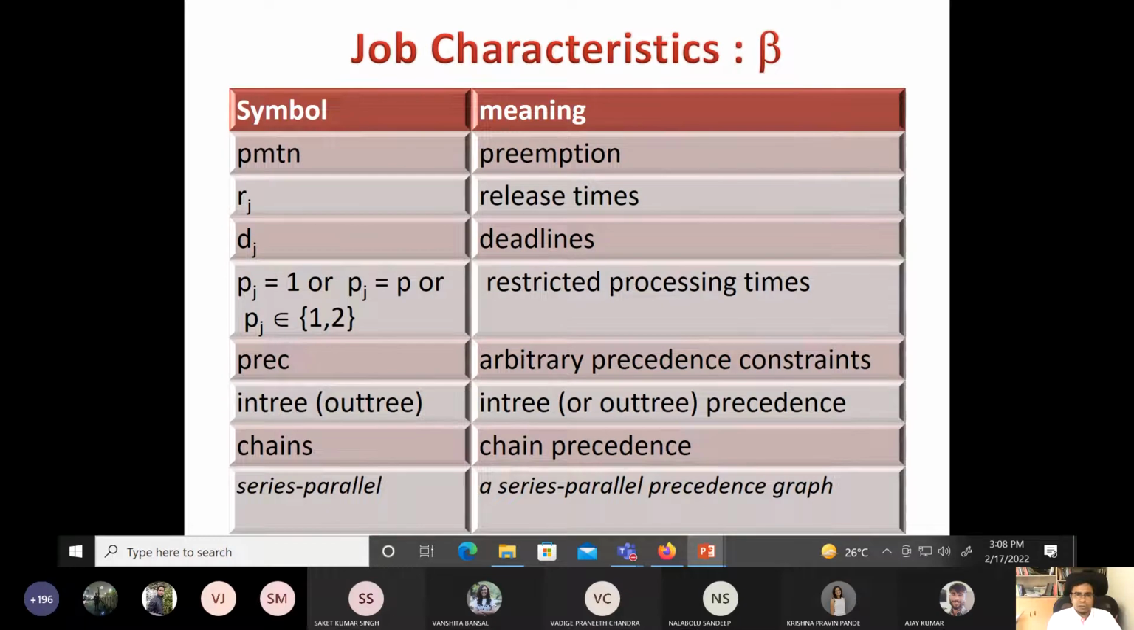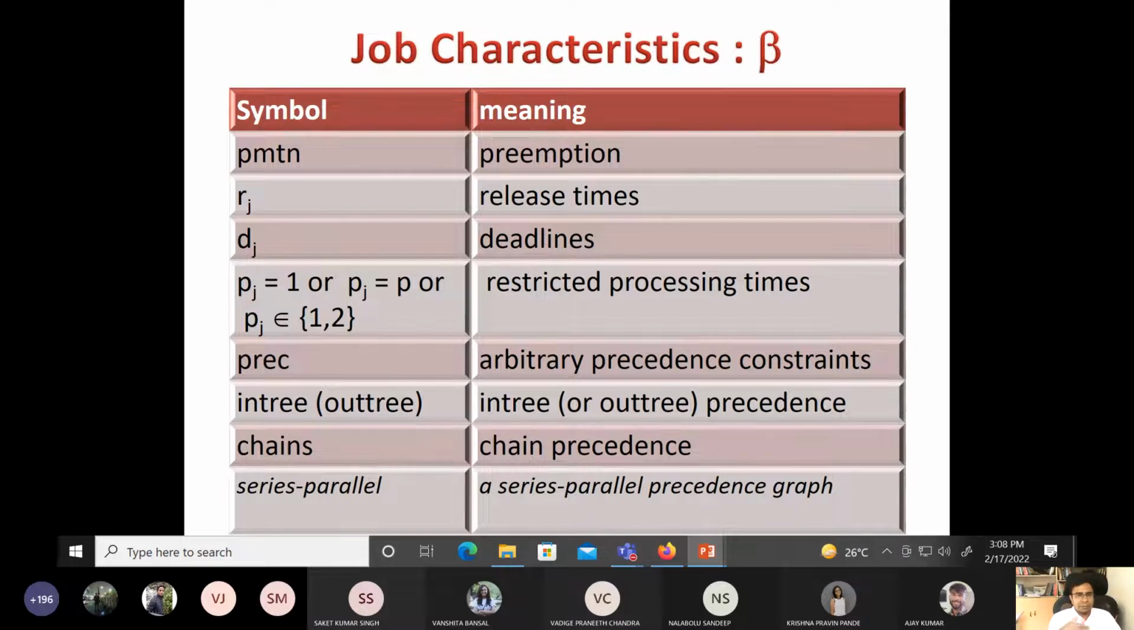And job characteristics. Whenever you say PMTN, sometimes we say PMTN or PTMN, both are a similar kind of thing, but in the book we say PMTN, preemptions. So whenever we say PMTN, preemption is allowed. Whenever we don't mention anything about preemption, by default preemption is not allowed.